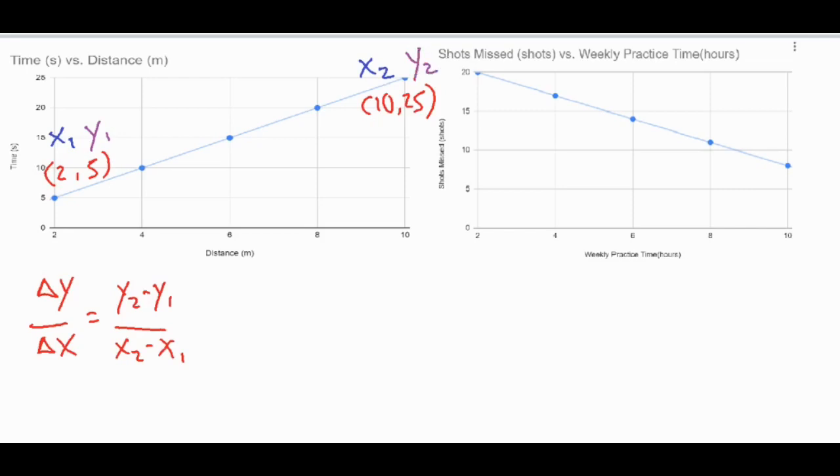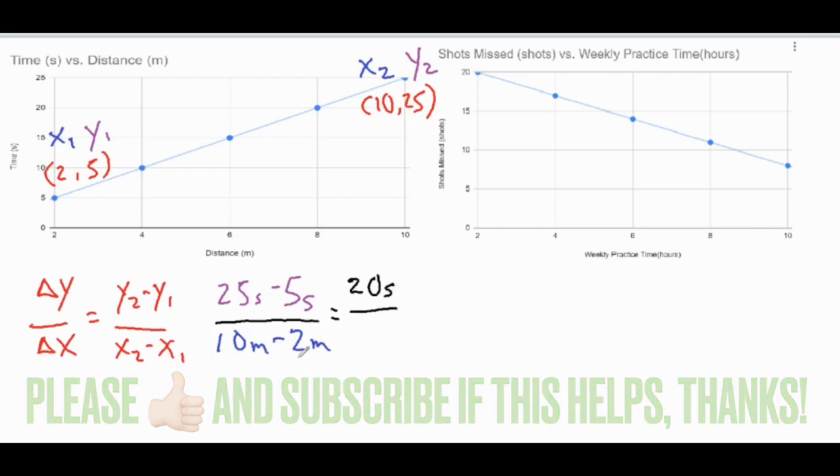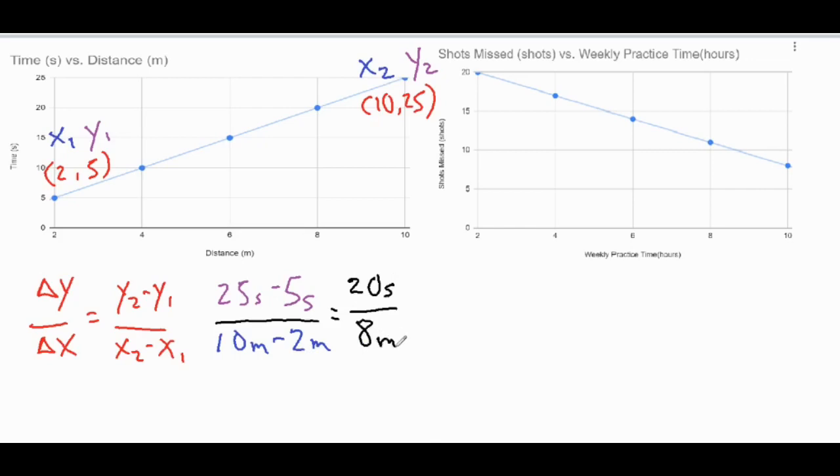So what we want to do is take our y2, which is 25, and I'm going to put a unit with that. Everything along the y direction is a time in seconds, so it's going to be 25 seconds minus 5 seconds, and then we're going to divide that by the difference of our x values. So if we take our x2, that's going to be 10, and all of our x values are distances in meters. So we'll say 10 meters minus our initial one, 2 meters. And then from there, it's some pretty basic math. 25 minus 5 is going to give us 20 seconds, and then 10 minus 2 is going to give us 8 meters.